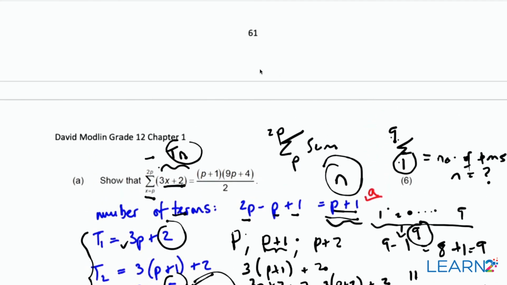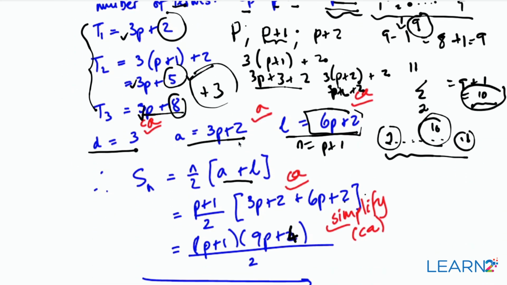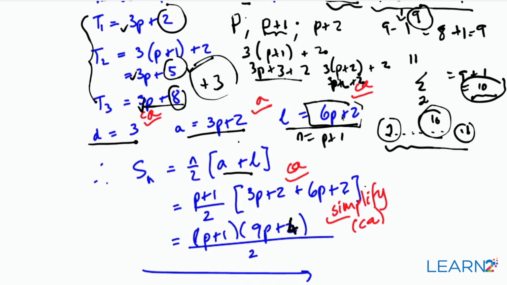The last term in this question comes from here. This 2p will be what you need to substitute to get what the last term is. So if any term is 3x plus 2, but we know that the last term, we're summing from p up to that last one, we can replace x with 2p. What do we get? We get 3 times 2p is 6p plus 2. So we know that the last term in the sequence is 6p plus 2.